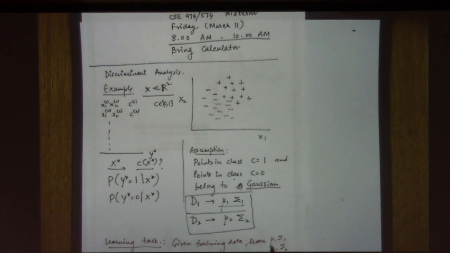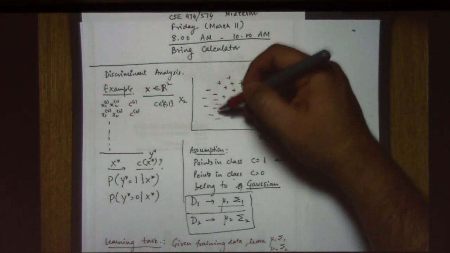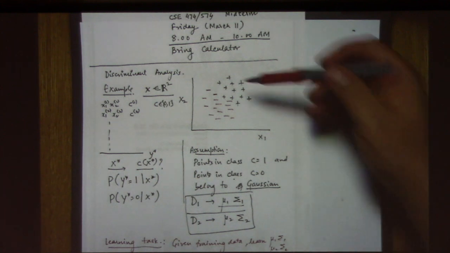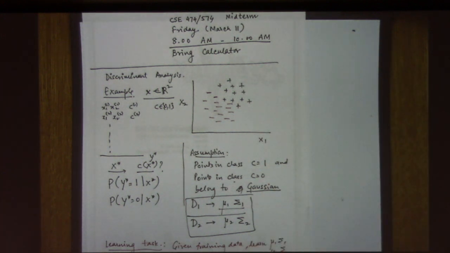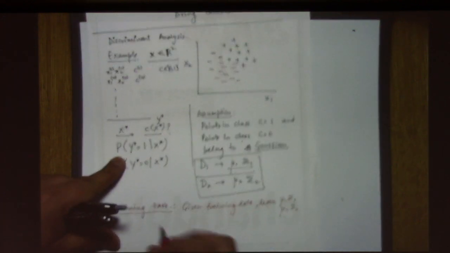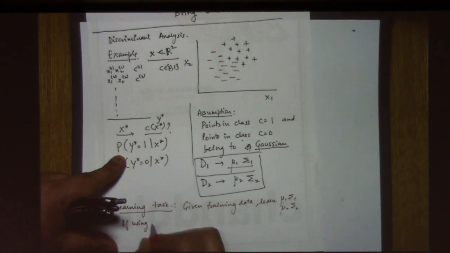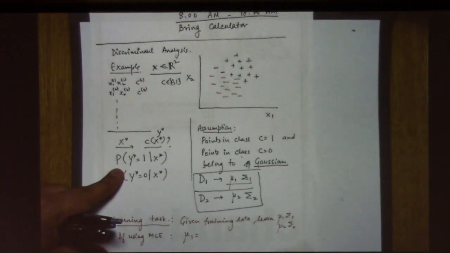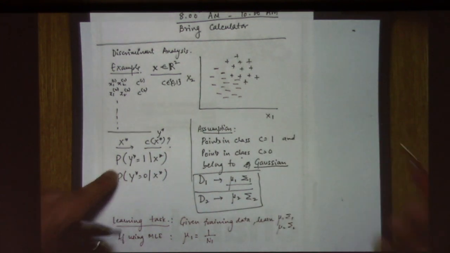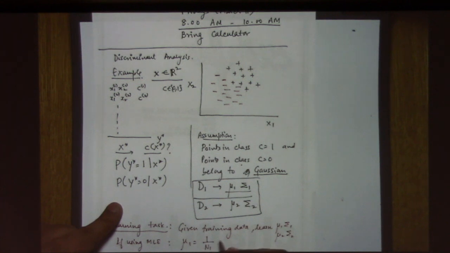So the learning task is easy. What you do is you look at only the negative examples and you try to estimate the mean and the covariance matrix. And then you look at only the positive examples and you compute the mean and covariance. And we have already seen that if you are using the MLE procedure, then mu1, the mean of distribution 1, will be nothing but the sample mean. So you take all of these values and take a mean of it. So let's say the sample mean, the summation of all the x's.